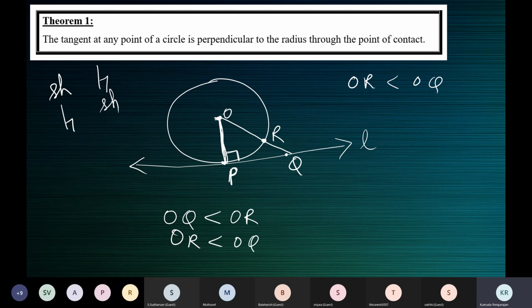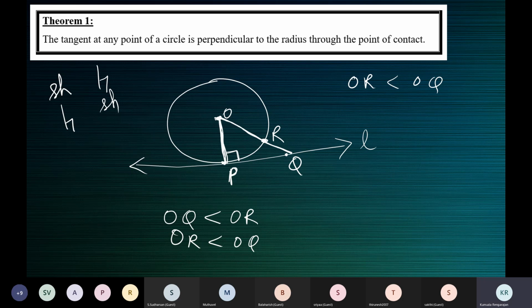OR is a part of OQ because Q lies outside the circle. How do you know that Q lies outside the circle? Because it's a tangent. P is the only point that touches the circle. All the other points on the tangent will lie outside the circle. And when you join OQ, it intersects the circle at R. So R comes first, and then you go on and you get OQ. OR is a part of OQ. So all of you understand that OR is less than OQ.